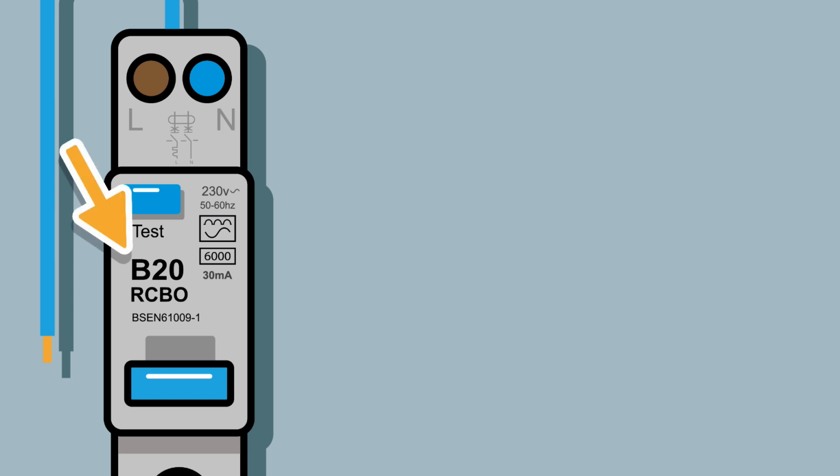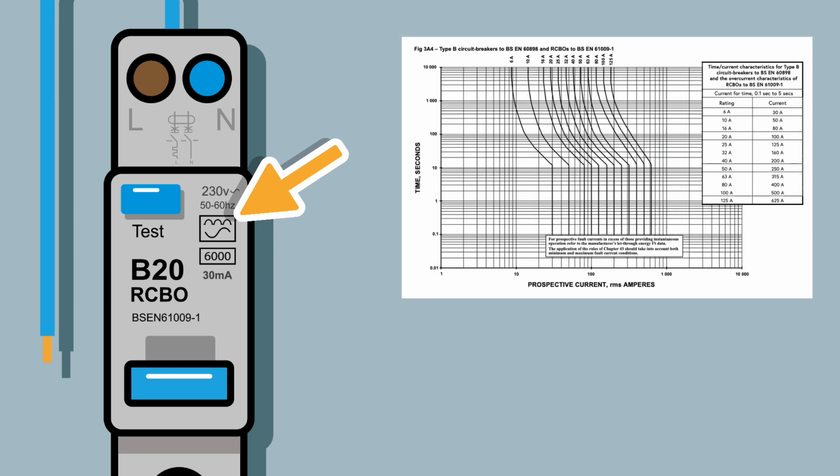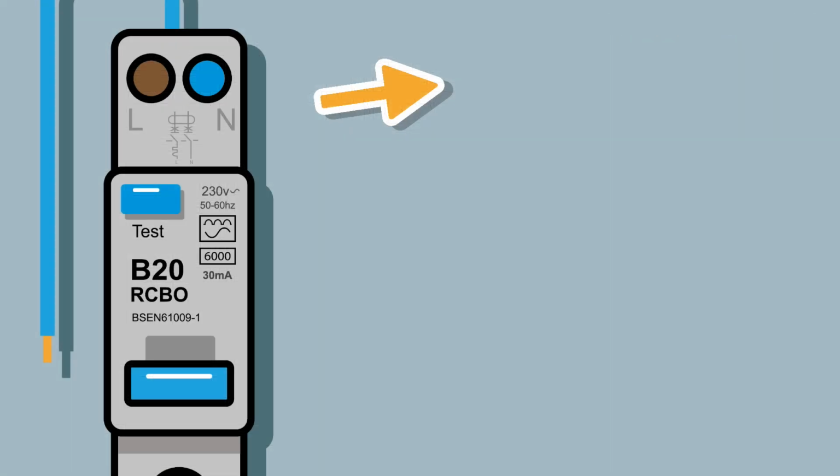That type B can be a bit confusing. It's recommended to install type A RCDs. Now these are two different things. The B curve, the B20, this thing here, that's your In, the rated current of the protective device, is a B curve. And that's the operating characteristic, that it takes 5 times the rated current to trip the device instantaneously. Type A tells you what kind of loads it can deal with.